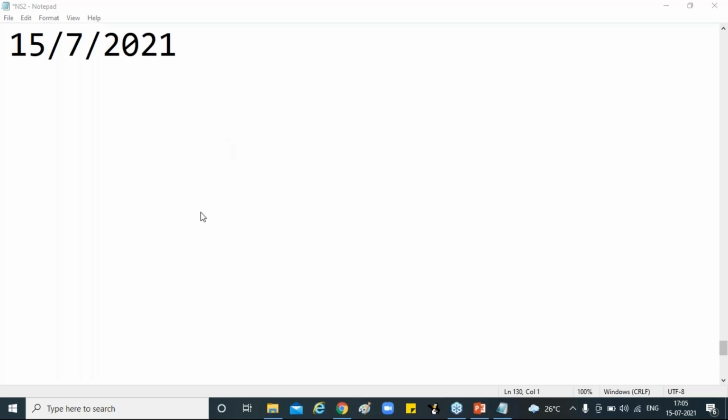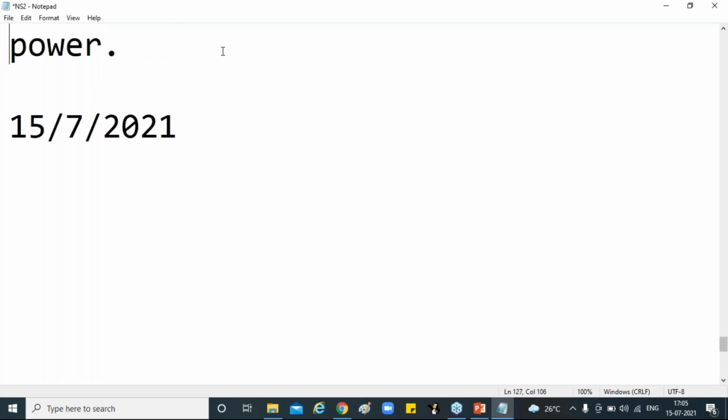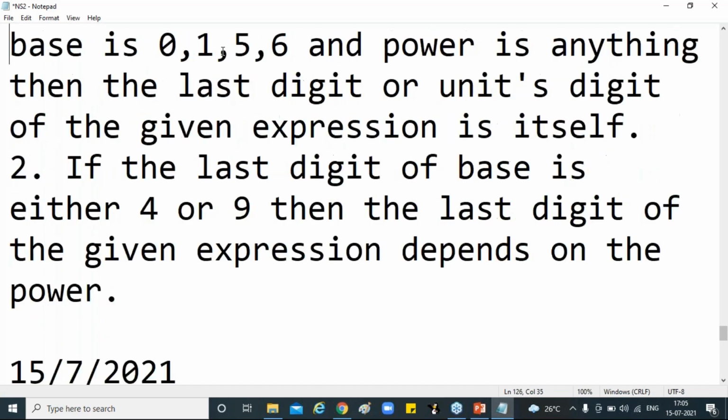Is it audible? So yesterday we covered some of the properties of numbers. And one more important concept: the units digit concept. In the units digit concept, there are 3 different cases. Out of that, we already covered 2 different cases.